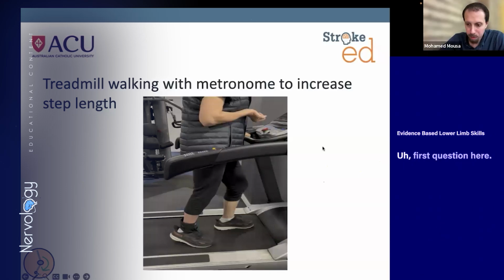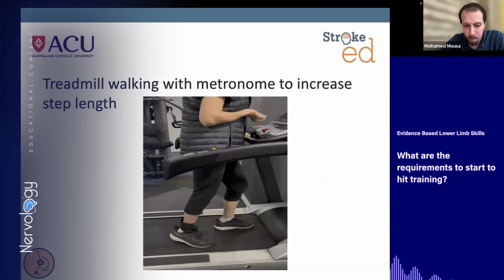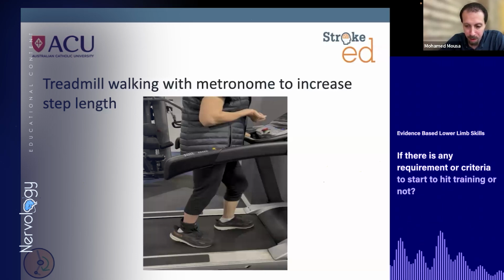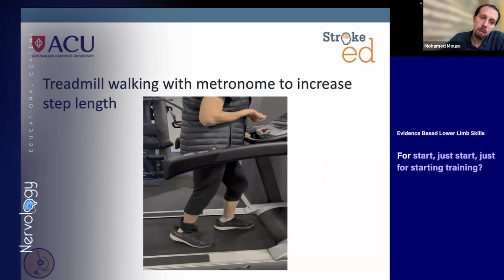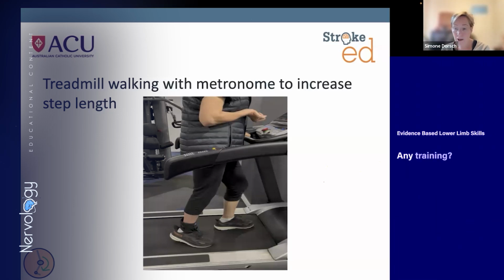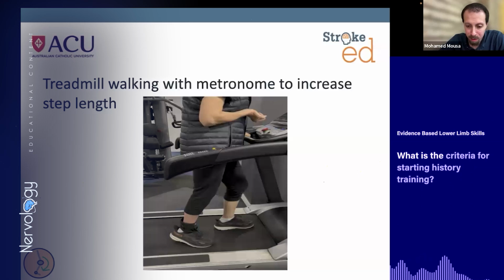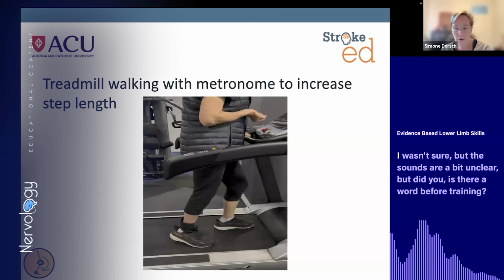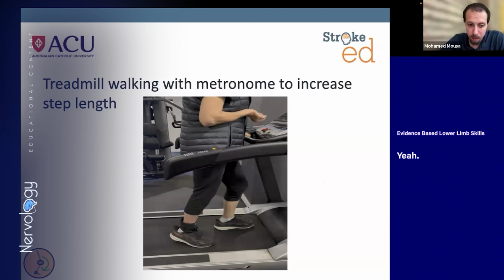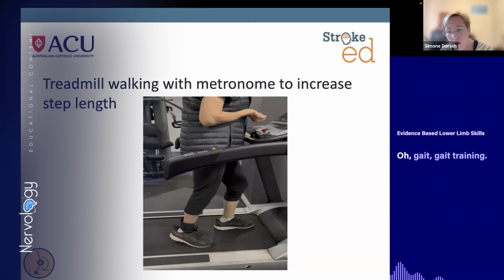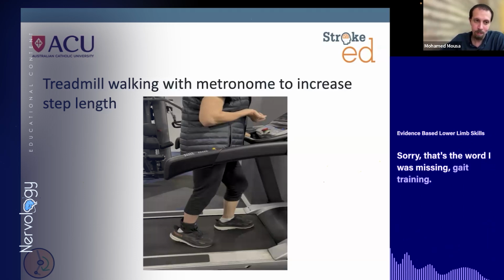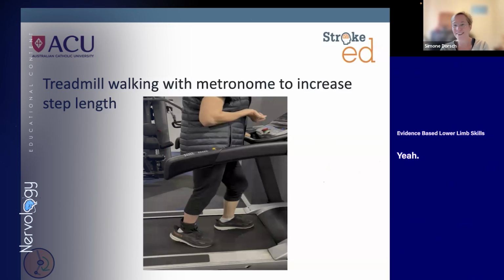Yes, I have one question. What are the requirements to start the gait training? Is there any requirement or criteria to start the training? I wasn't sure, the sound is a bit unclear, but is there a word before training? Was it a type of training? What is the requirement to start HIIT training? Oh, gait training. Sorry, that's the word I was missing. Gait training. You start anytime.